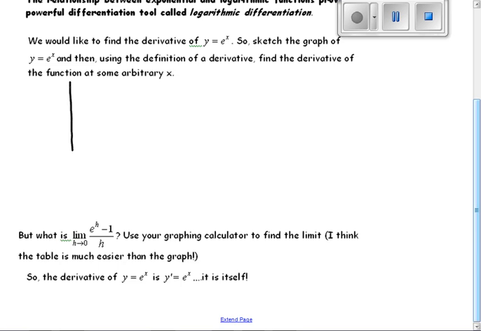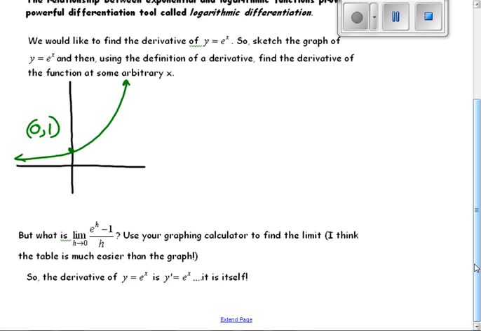Now we need to know what this looks like. First off, e to the x is an exponential function. Okay? So what do exponential functions look like? Dylan, what do exponential functions look like? They look like this. And they all go through this point, which is what? 0, 1.